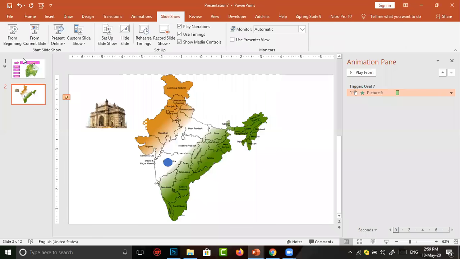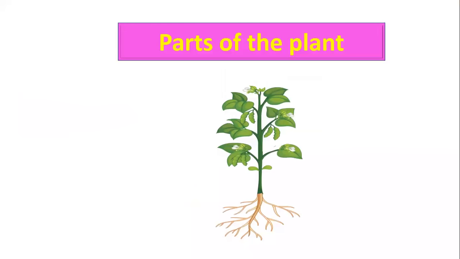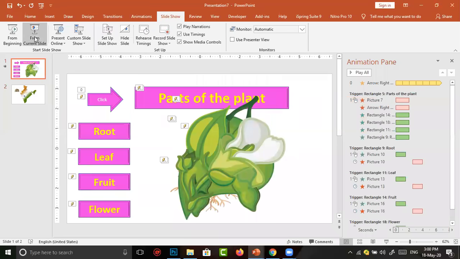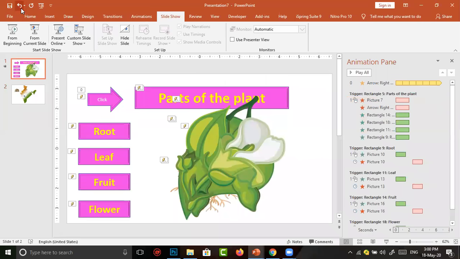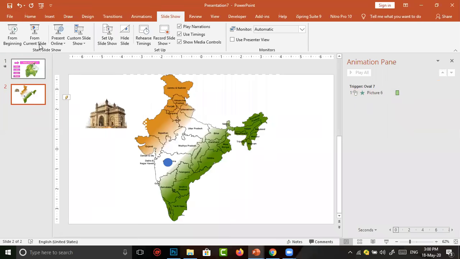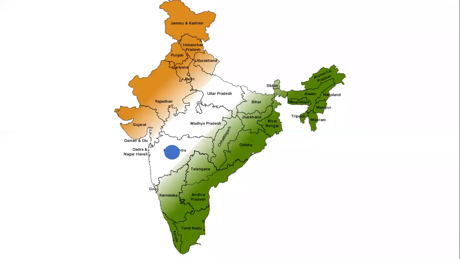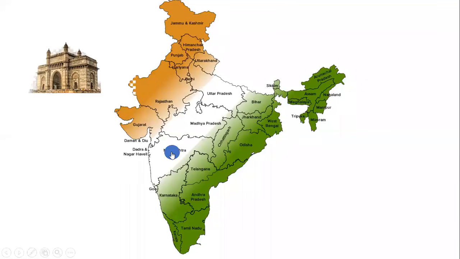Go to slideshow from beginning. No. Go to slideshow from current slide. Sorry. Select second slide. From current slide, no picture is there. If I click on Maharashtra, the picture is appearing.